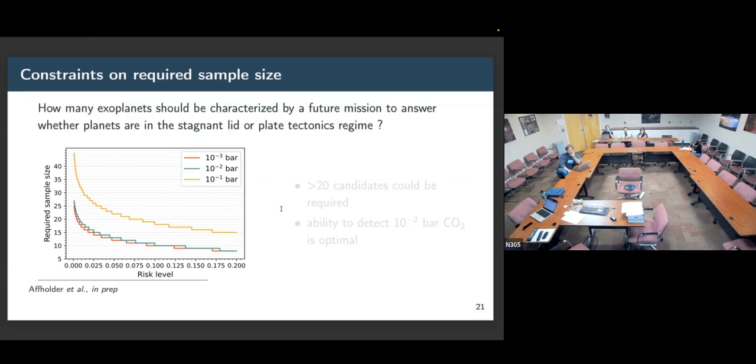So if the telescope is able to only pick up 10% or more CO2 in the atmosphere, then at 5% risk level, we need 20 or more candidates, 20 or more planets to be analyzed. But at 1% and 1 per 1,000, actually it's pretty much the same. At 5% risk, we can be below 15 candidates and still infer correctly the good hypothesis. So we don't need necessarily crazy numbers of exoplanets to perform this type of inference, but we do need some, maybe more than we can get in the coming years, in the near future.